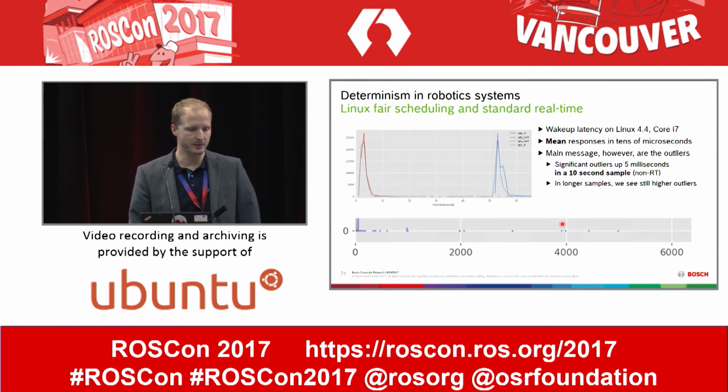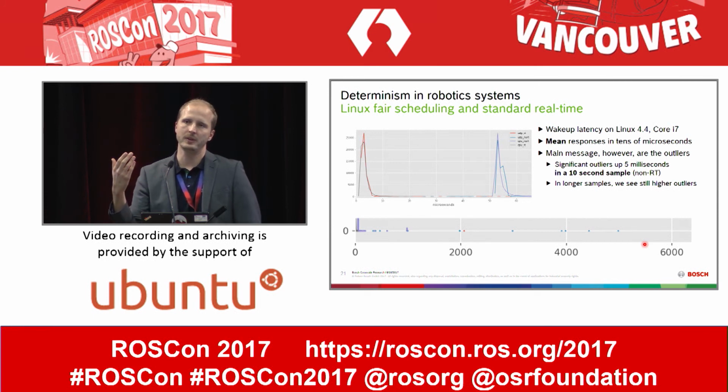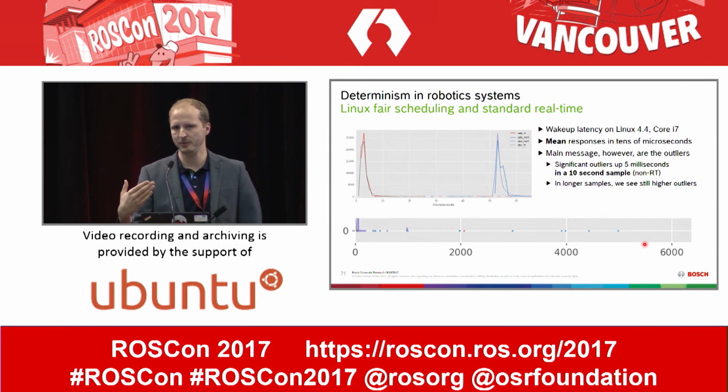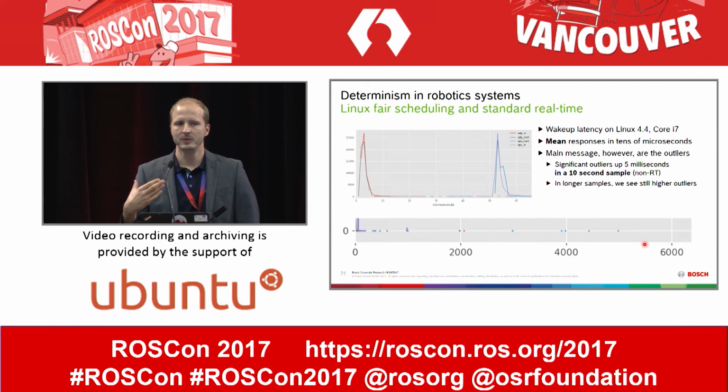But what we also see, we have significant outliers. Down here, this is microseconds, so here 2 milliseconds to 6 milliseconds. So we see there are these outliers in the histogram. What I'm trying to say with that is that you can't expect that your process runs as soon as it's ready. There will be delays, and the delays can be significant. This is a 10-second example. If you run for a couple of minutes or hours, we see bigger delays, particularly if the system is stressed.